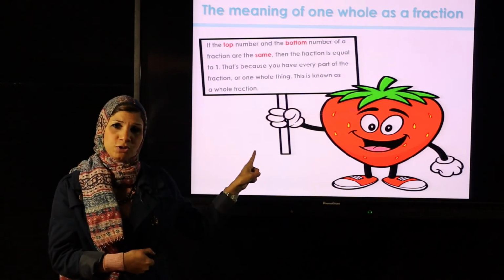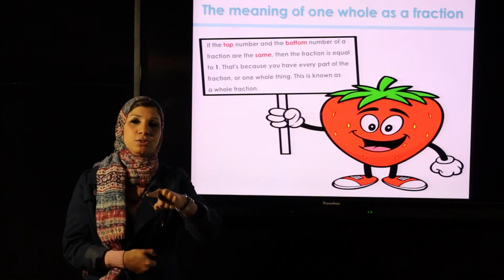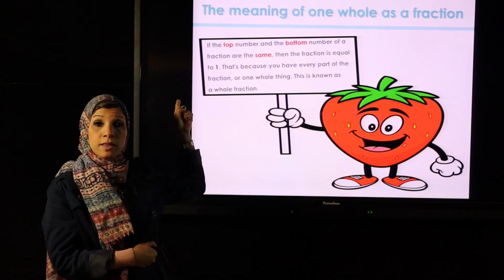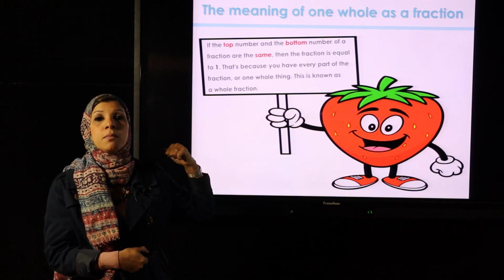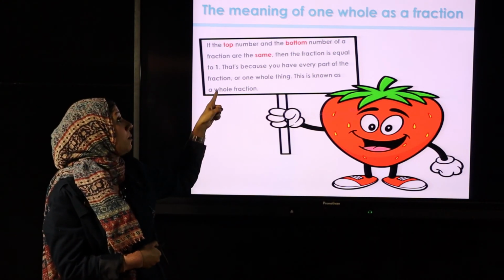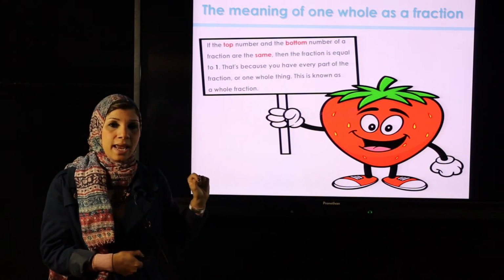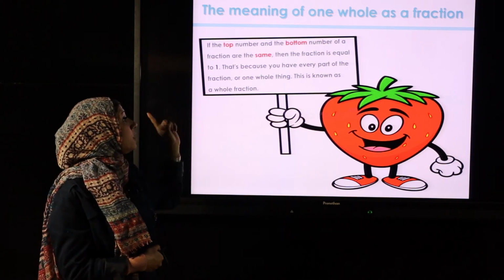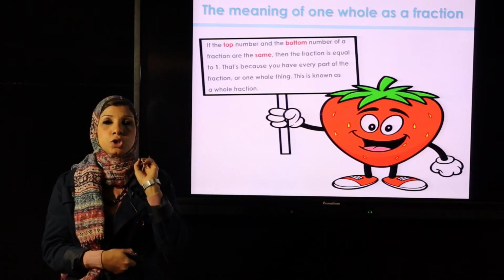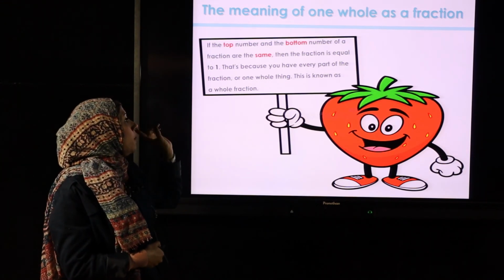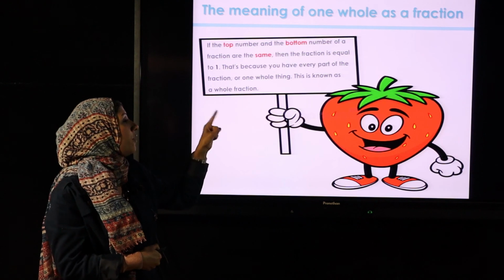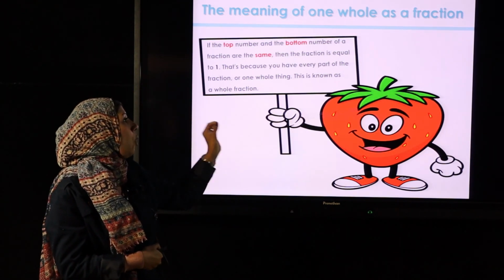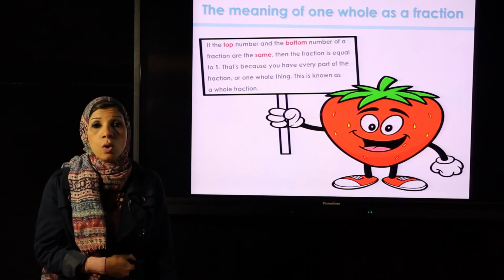Our strawberry tells you our notes from before: the number on top is called the numerator, and the number on the bottom is called the denominator. When they are the same, it means the fraction is equal to 1. That's all. Why? Because you have every part of the fraction, or one whole thing. This is known as a whole fraction.